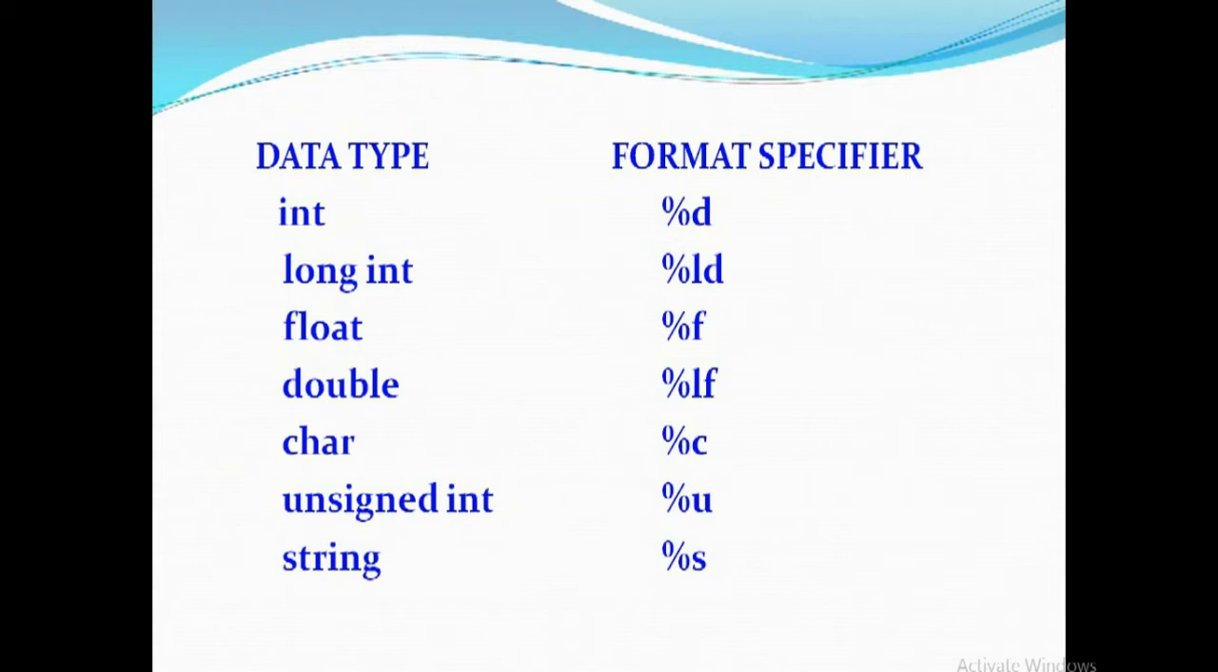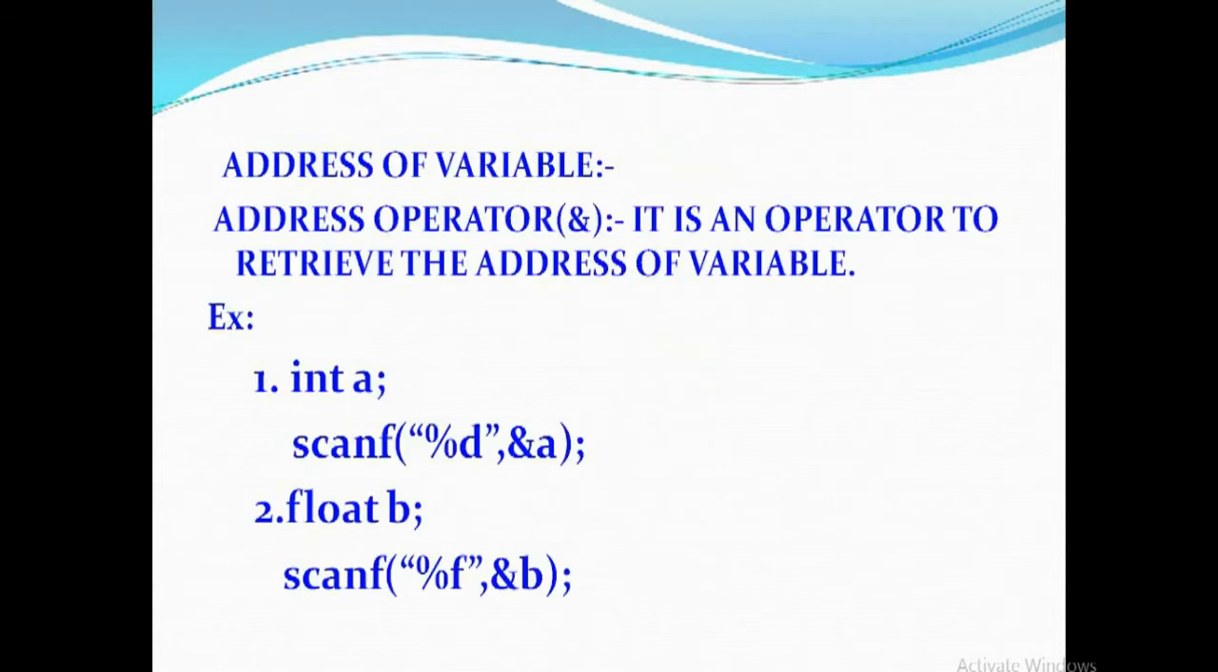Here we have the list of format specifiers to read the various types of data from the keyboard. For each data type we specify a format specifier. For int, %d; for long int, %ld; float, %f; double, %lf; character, %c; unsigned int, %u; string, %s. String is nothing but a group of characters.